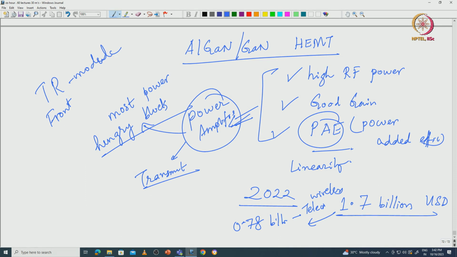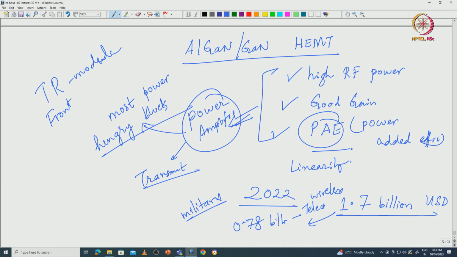So around 0.78 billion was in telecom, and I guess a similar number, or maybe slightly more, was in military for radar, electronic warfare, jammers and anti-drone jammers. All these need very high power RF signals to jam a signal, or to use in a radar to detect an enemy warcraft or something. The rest were other applications, satellite transponders, etc.